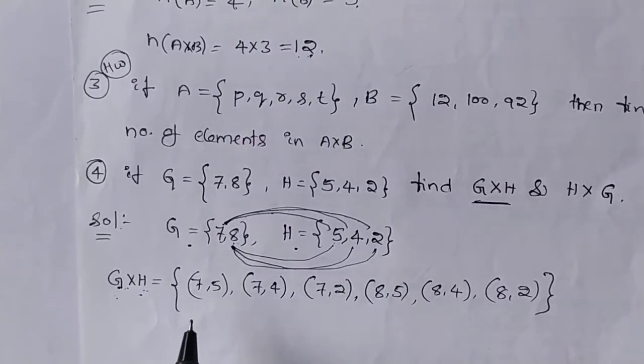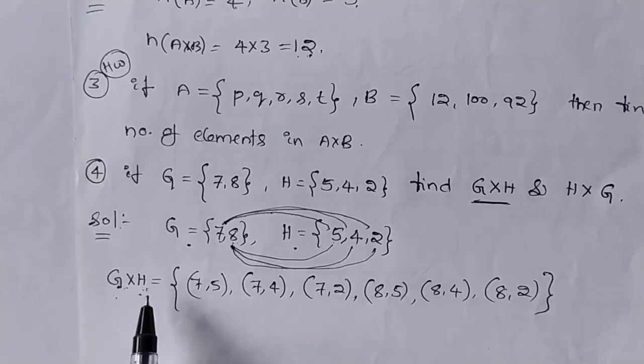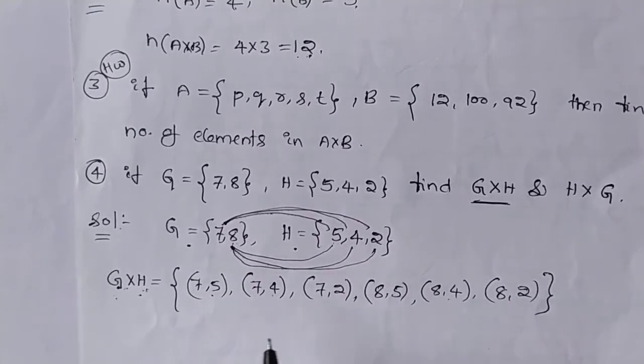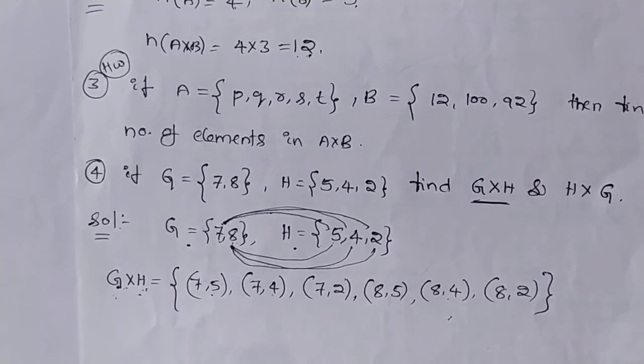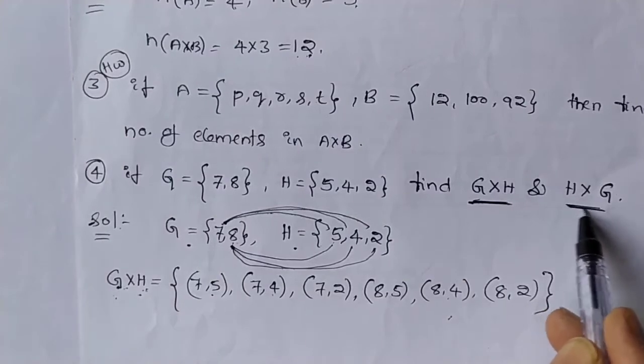You just verify. I already told you in the starting that if we find G cross H, we will get 6 elements: 1, 2, 3, 4, 5, 6. Right? We get 6 elements. Now G cross H is over. Next we have to find H cross G.